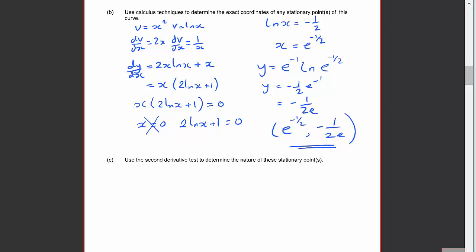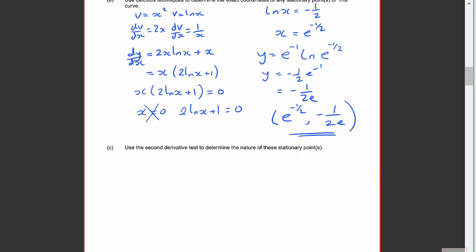We now want to use the second derivative test to determine the nature of the stationary points. So what we need to do is differentiate again. So d2y/dx squared, well, this is going to be a product: v du/dx, so that's going to be 2 ln x, plus u dv/dx, so that's just going to give me 2, and then that's going to give me 1. So it's going to be 2 ln x plus 3.